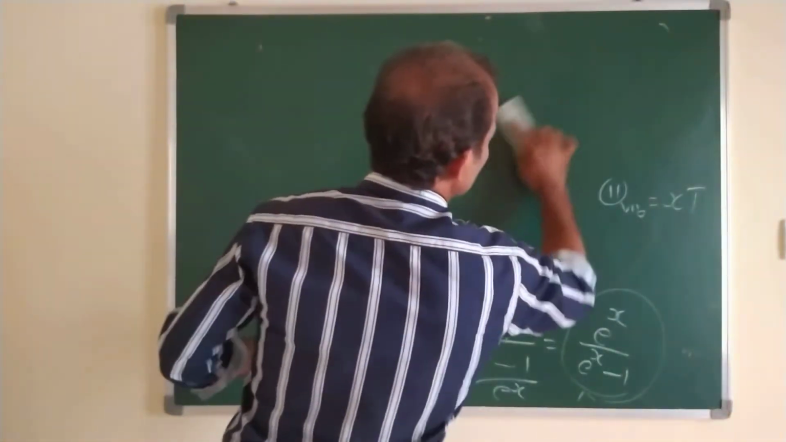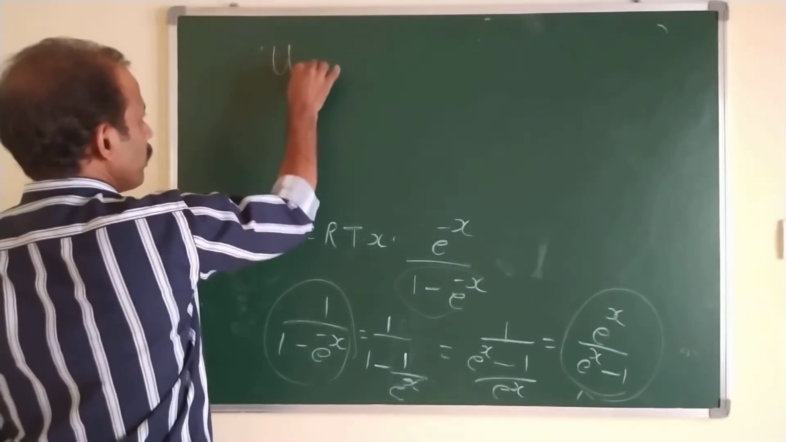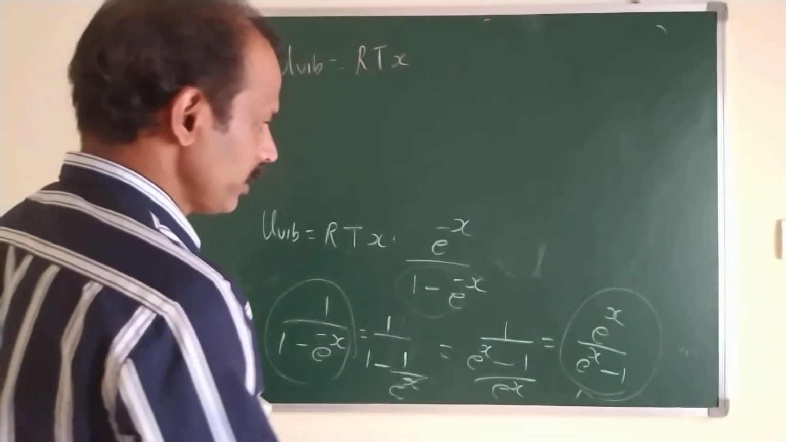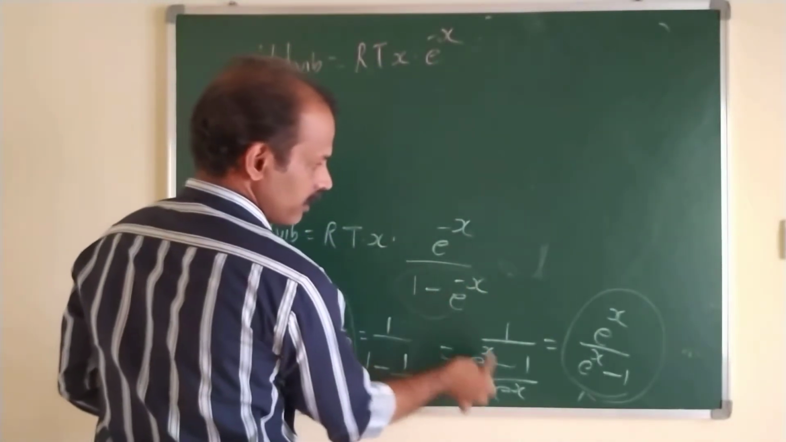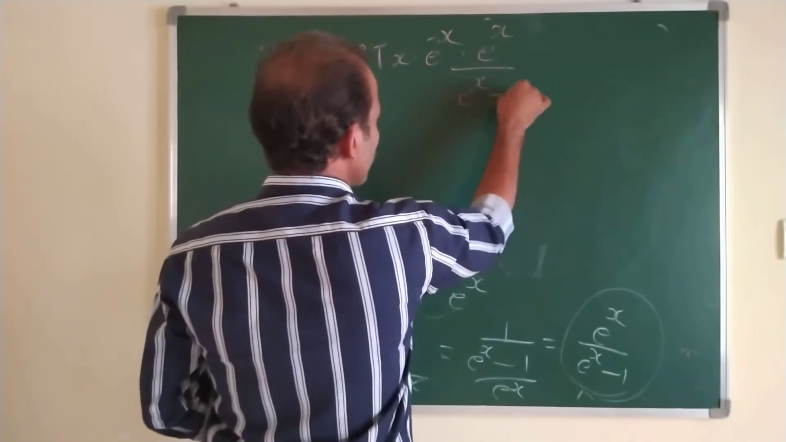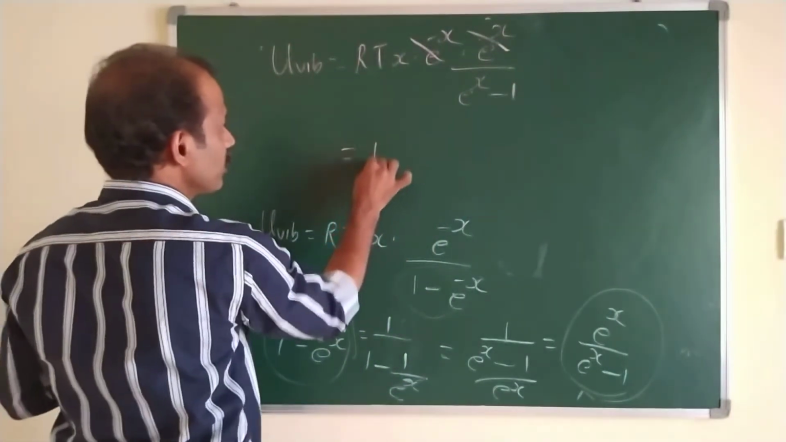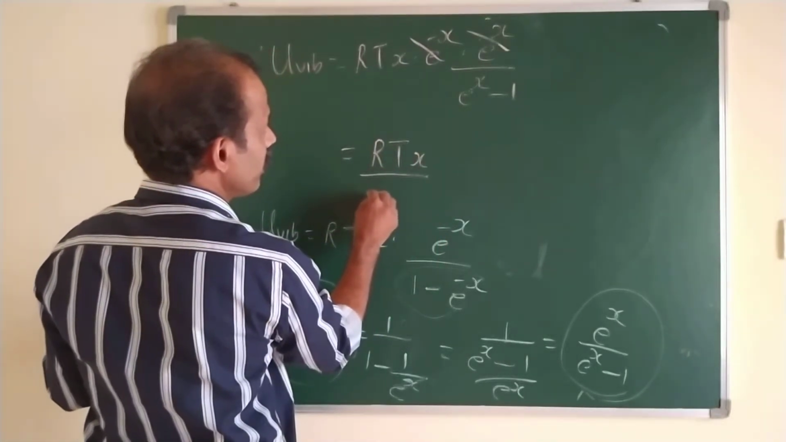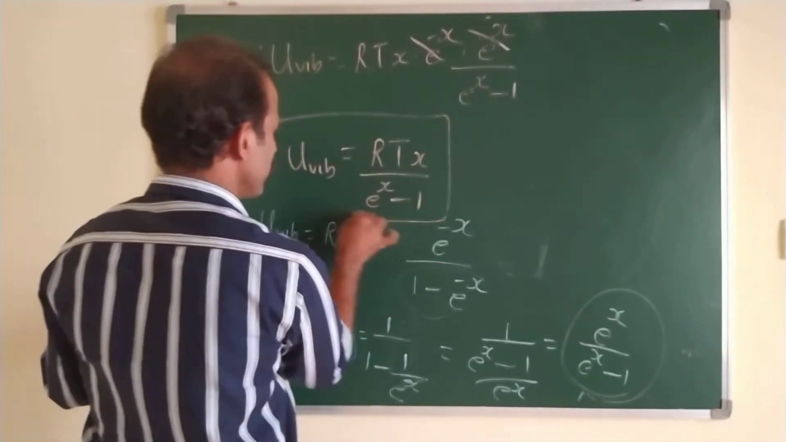So our equation, that is U vibration, is equal to RT into x into e raised to minus x into e raised to plus x by e raised to x minus 1. So this and this cancel each other, which is equal to RT into x divided by e raised to x minus 1. That is U vibration is equal to this one.